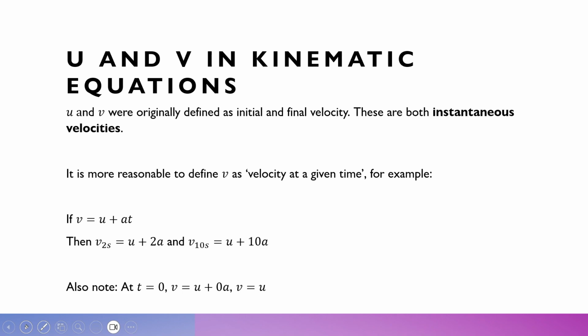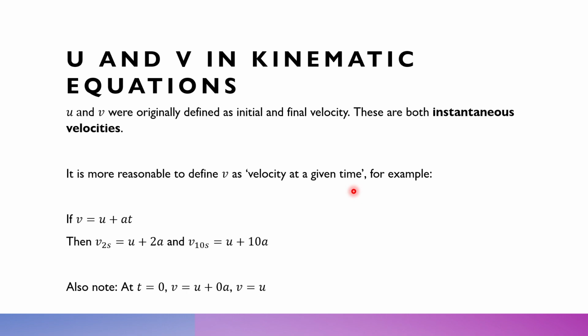Something else that I want to highlight in this video in particular is u and v and how we use them in kinematic equations and what they actually mean. Previously, we learnt and talked about the concept that u and v were essentially initial and final velocity, both of which are instantaneous velocities and should not be confused with a calculation for average velocity at any time. It's probably more appropriate to define v as velocity at a given time.